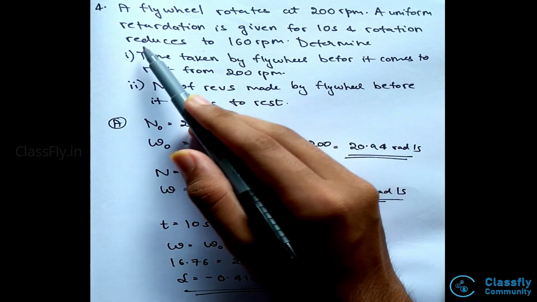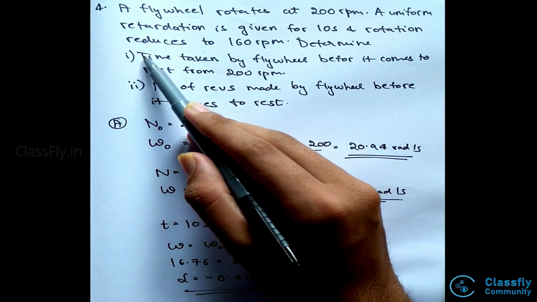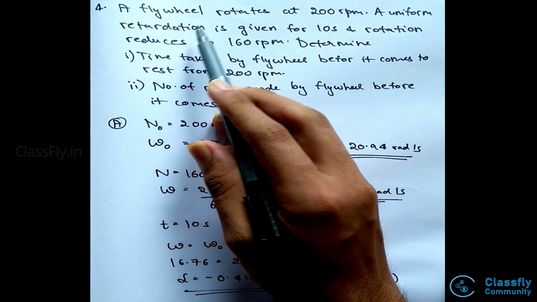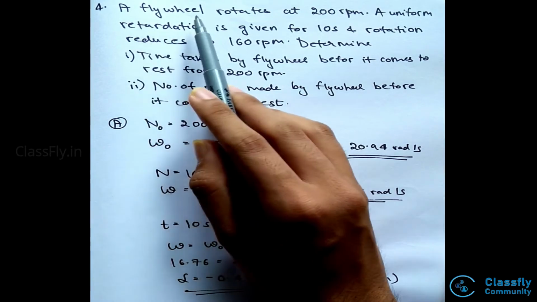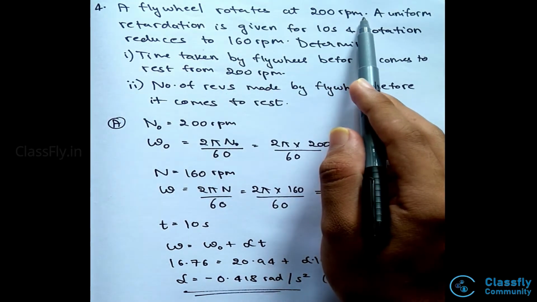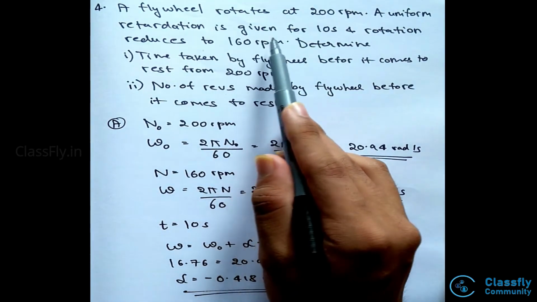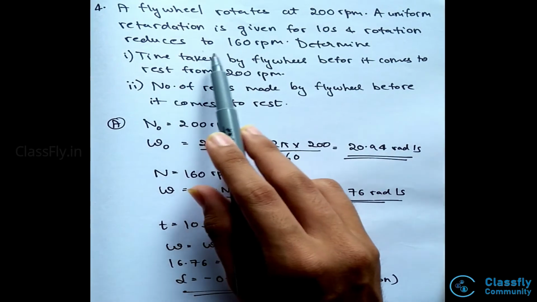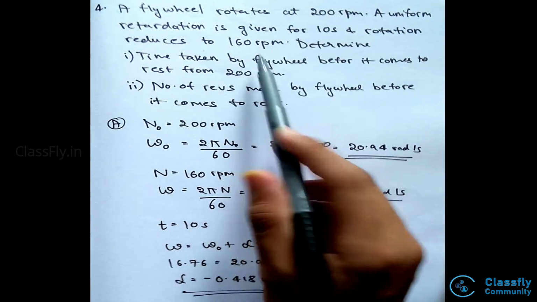Hi guys, today let us solve some numericals based on the concept of circular motion. Well, a flywheel rotates at 200 rpm. A uniform retardation is given for 10 seconds and rotation reduces to 160 rpm.